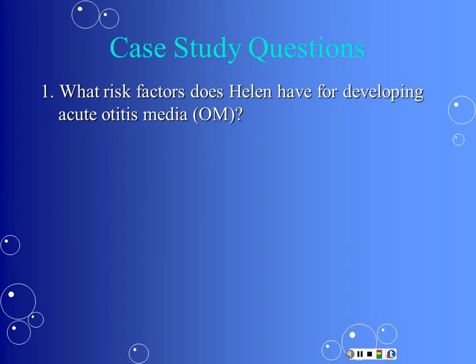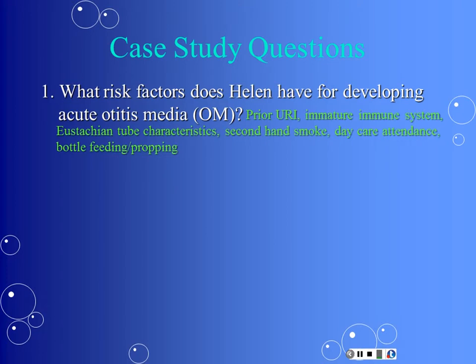Bottle fed, so what are we concerned about with bottle feeding? That they're drinking laying down and that they're bottle propping. What else? So exposure to cigarette smoke. What does cigarette smoke do? It irritates. It irritates those mucous membranes, and it irritates the lining of their ear canal. So secondhand smoke, we're already looking at kids. They already have an immature immune system.